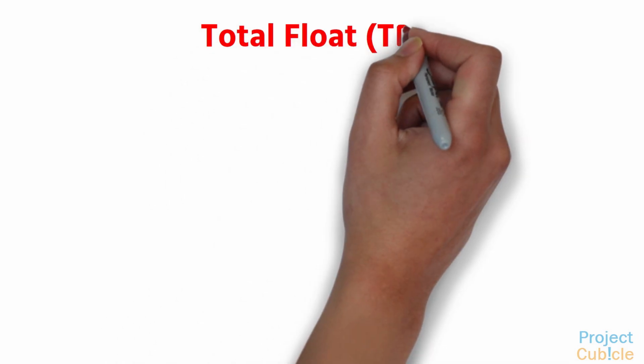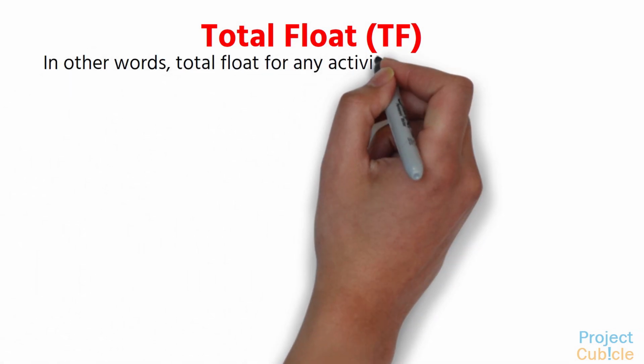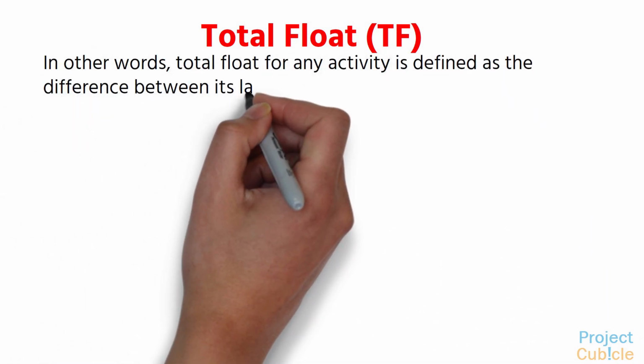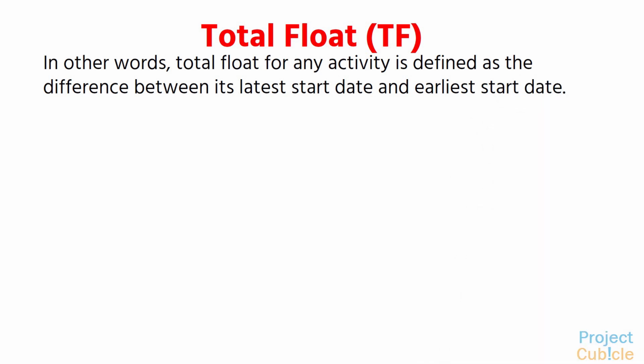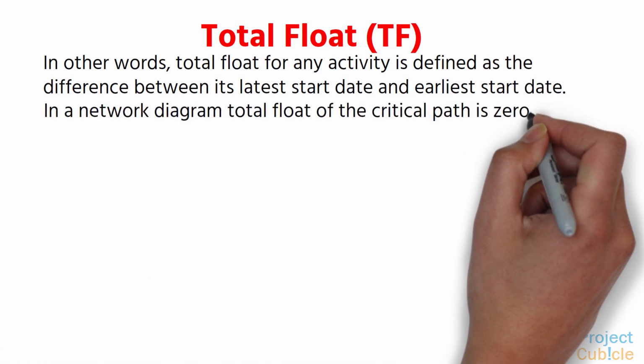Total float. Total float is the amount of time that a schedule activity can be delayed or extended from its early start date without delaying the project finish date or violating a schedule constraint. In other words, total float for any activity is defined as the difference between its latest start date and earliest start date. In a network diagram, total float of the critical path is 0.